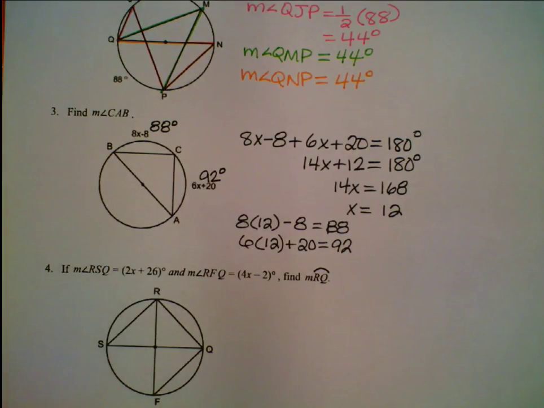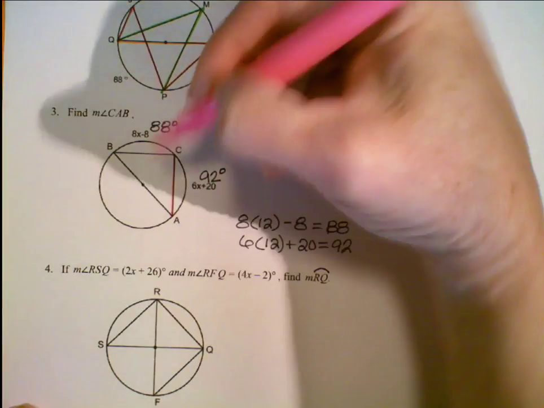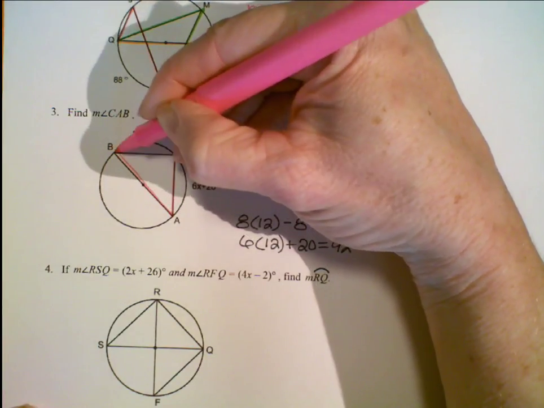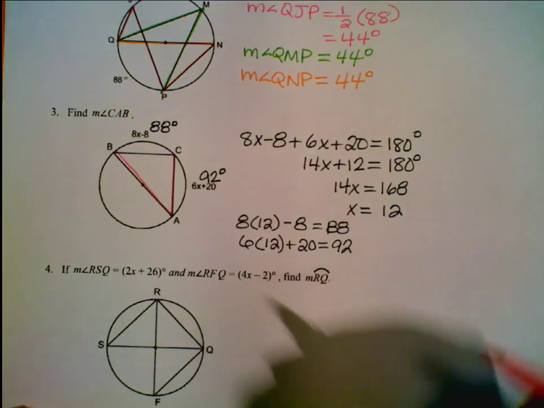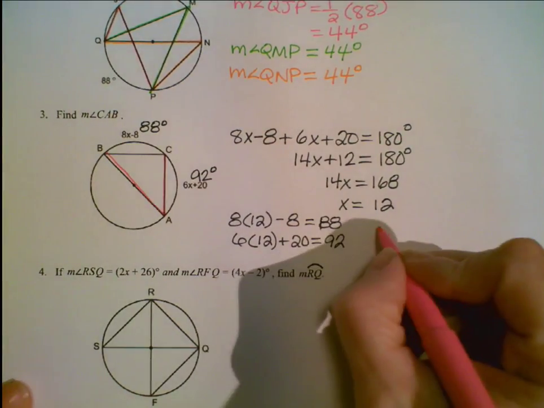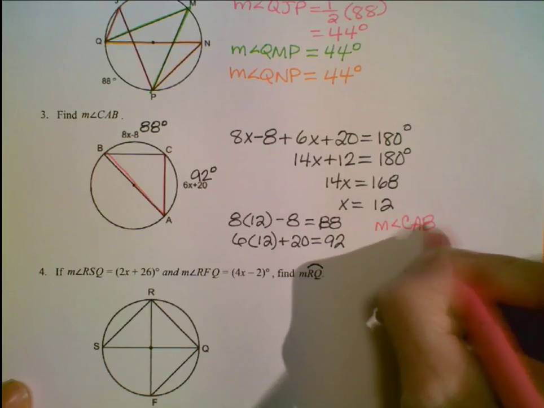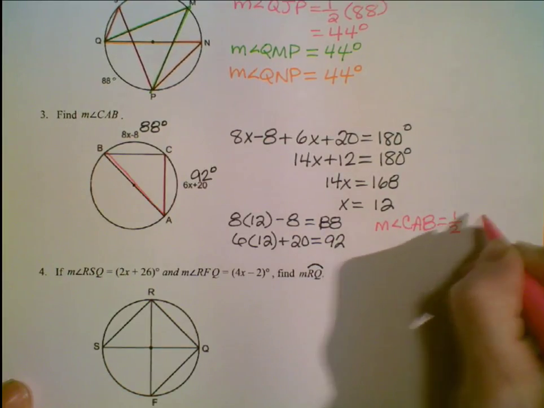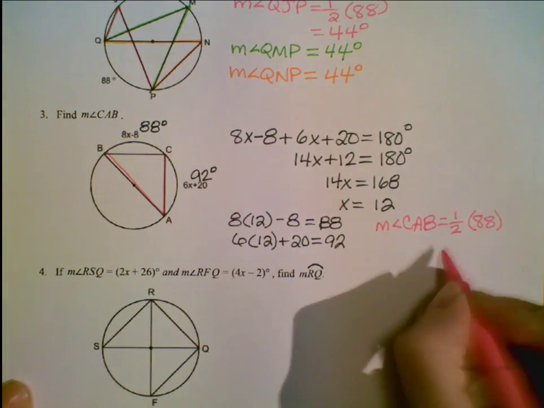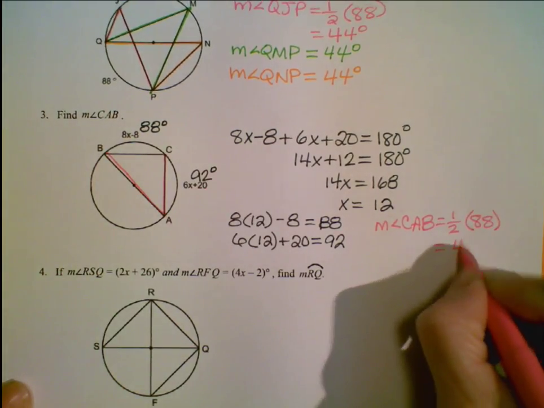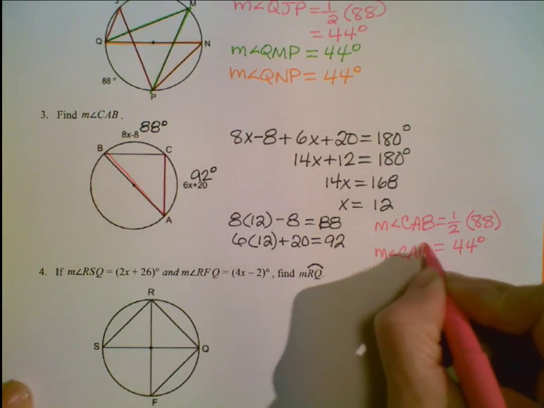Find the measure of angle CAB. So CAB has an intercepted arc here of arc BC, which we found to be 88 degrees. So the measure of angle CAB, that inscribed angle, is going to be 1/2 of the intercepted arc, 88. Which there again gives us a measure of 44 degrees for the measure of angle CAB.